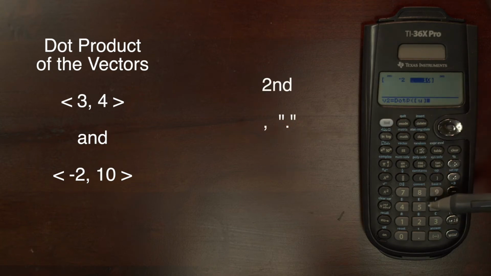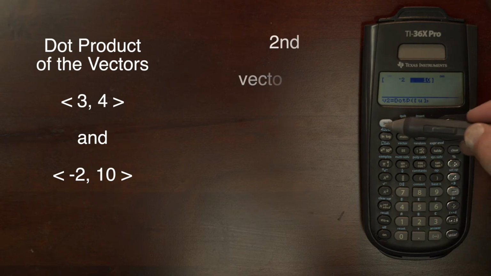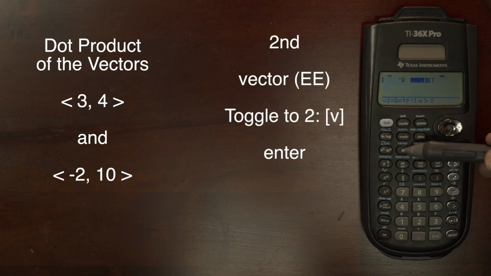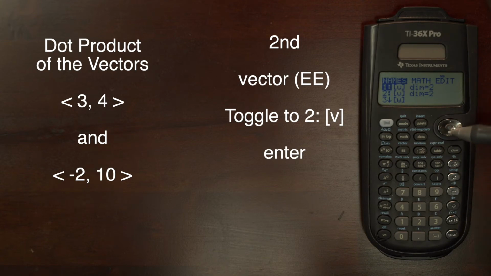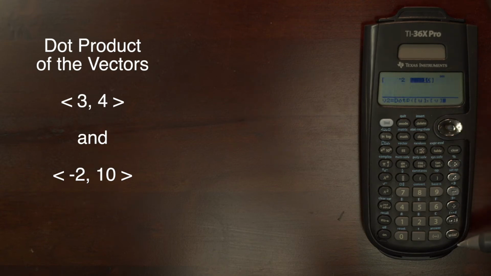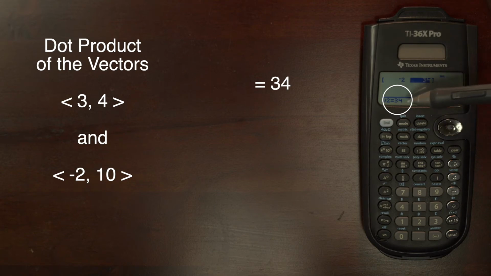We have to put in a comma, and that's above the period. And now we select our second vector by going second vector, toggle down to the 2, and then hit enter. We have to close the parentheses and hit enter, and our answer is then 34.